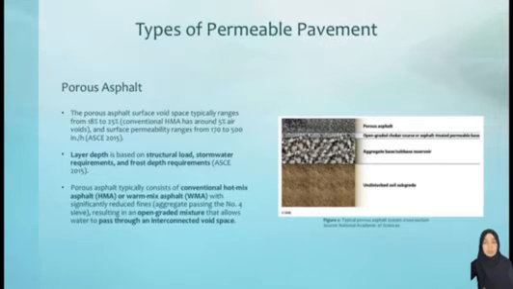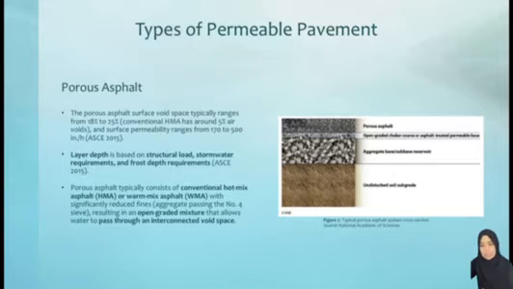Next, we move to the types of permeable pavement. Actually, there are a variety of types of pavement, but here I will present 4 types. The first one is the porous asphalt. Typically, porous asphalt consists of conventional hot mix asphalt or warm mix asphalt with significantly reduced fines, resulting in an open graded mixture that allows water to pass through interconnected voids. The layer depth is based on structural load, stormwater requirement, and also the frost depth requirement.